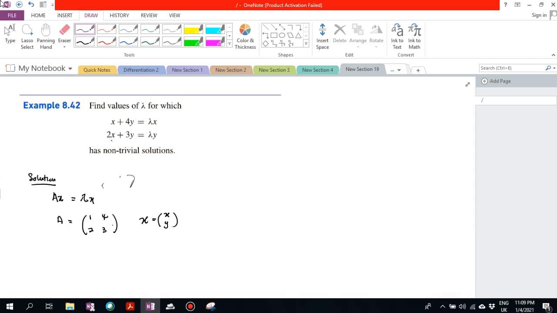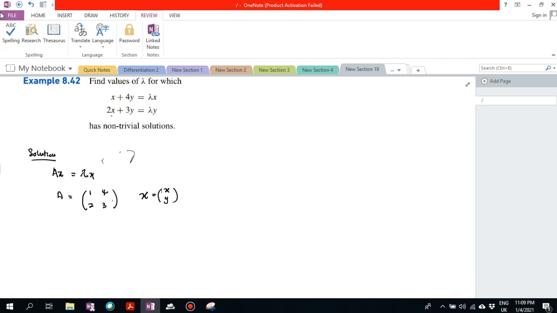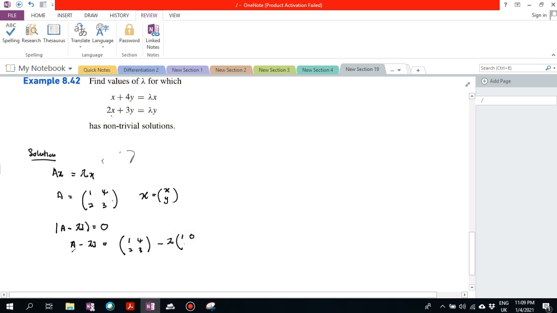For a non-trivial solution, as mentioned previously, we can use the formula determinant of A, your matrix, minus lambda I, your identity, is equal to 0. So here A minus lambda I is equal to the A matrix 1, 4, 2, 3, minus lambda times the identity 1, 0, 0, 1.